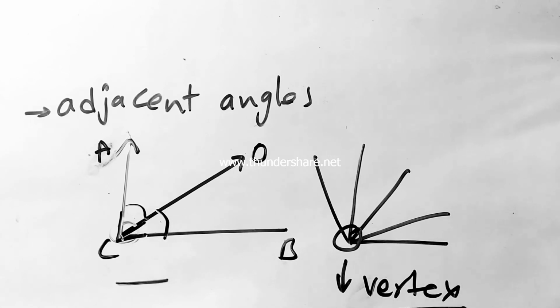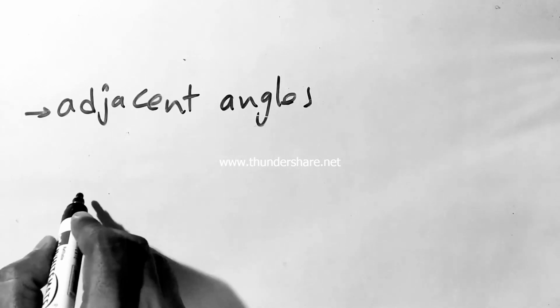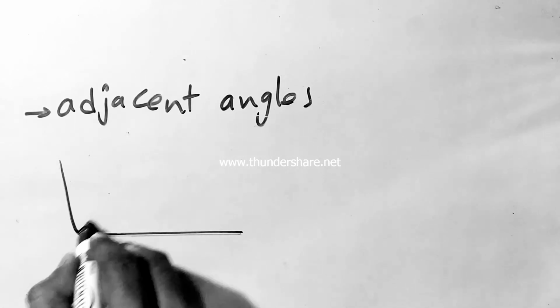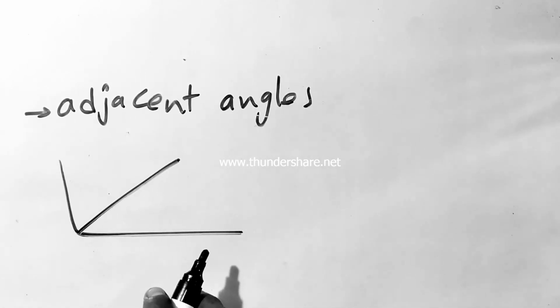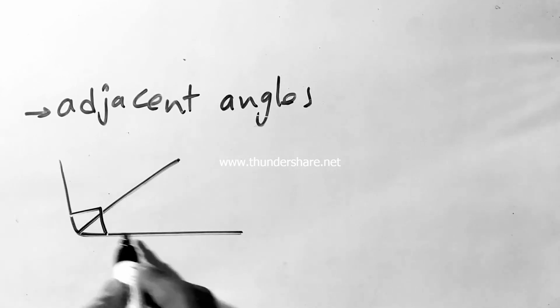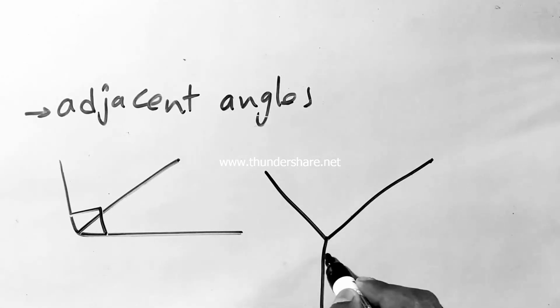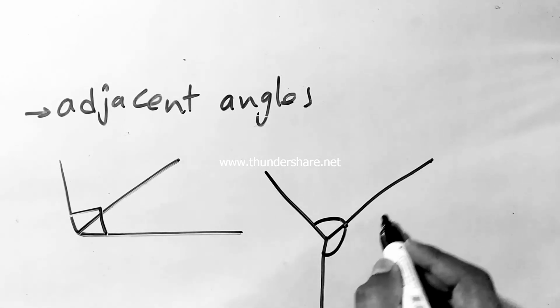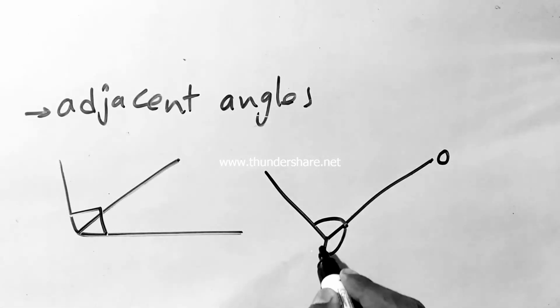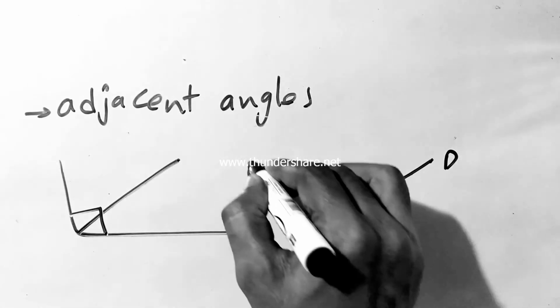Vertex. Let us take the examples of adjacent angles, irrespective of what the angle is, that may be 90 degrees, 180 degrees, or 360 degrees also. Here this is O, let us consider CD is a line, and this is A, and here the B.